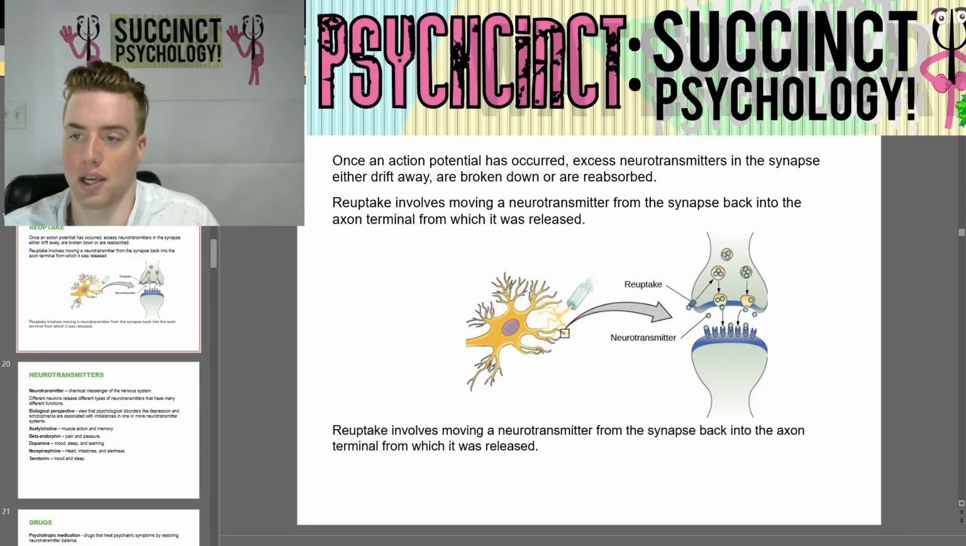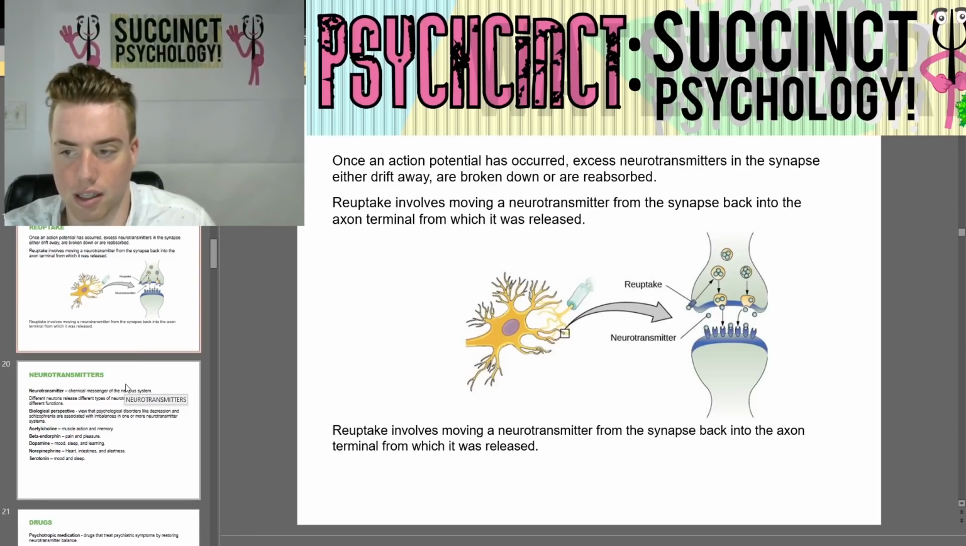Now we have reuptake. Once an action potential has occurred, excess neurotransmitters in the synapse either drift away, are broken down, or are reabsorbed. Reuptake involves moving a neurotransmitter from the synapse back into the axon terminal from which it was released. Here you can see a little process of reuptake, where the neurotransmitter goes back so it can be released again between the terminal buttons and dendrites.